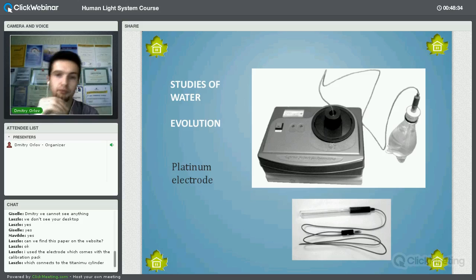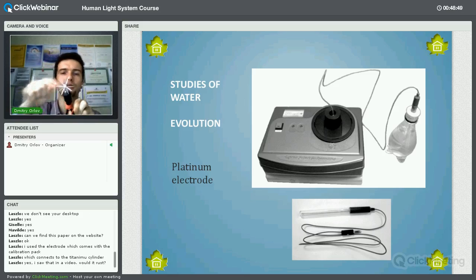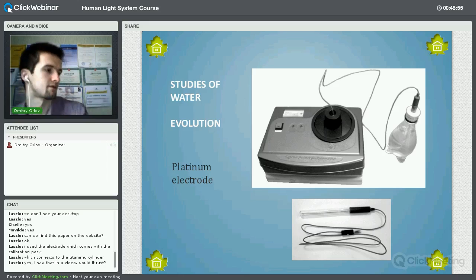Because even if you put the Sputnik into the glass of water, you will see that the Sputnik in some connection points will become rusted.